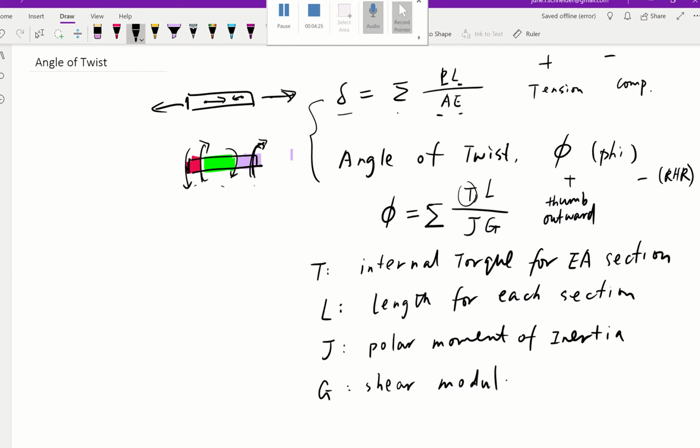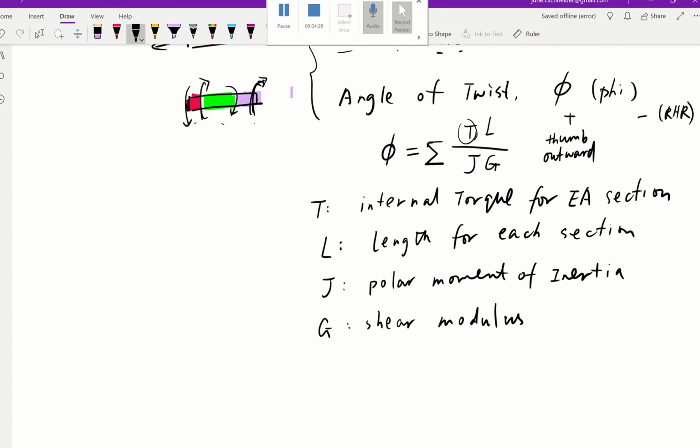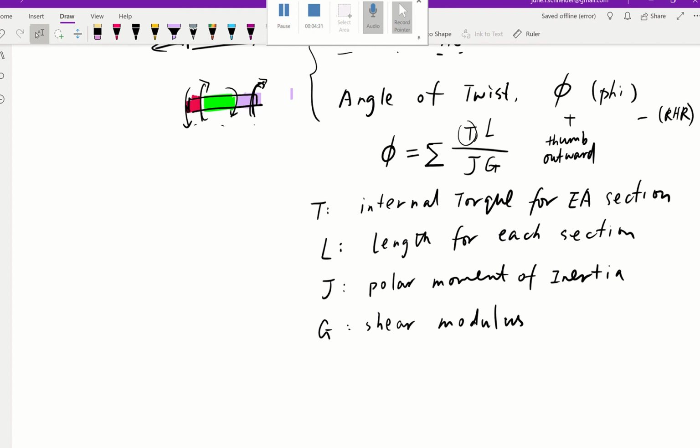Okay, knowing that, now I'm going to look at the units. Angle of twist, phi, is described as an angle in radians, and radians basically have no unit. So the left-hand side has no unit, and hopefully the right-hand side is going to have no unit. The torque, in SI units, is force times moment arm, Newton meter. L is the length of that segment, meter. And J, polar moment of inertia, is meter to the power of four.